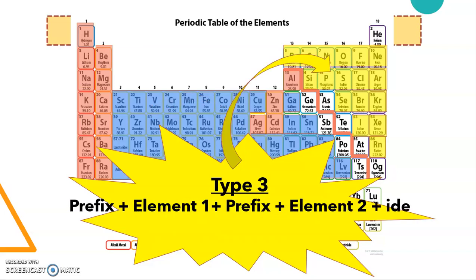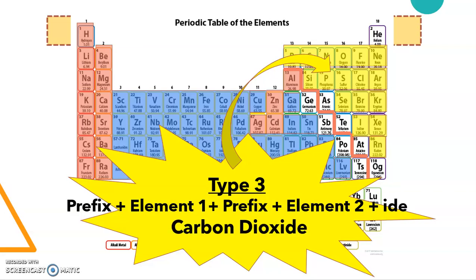Finally, if your first element in your compound comes from the non-metal region on the periodic table, well, then you have a covalently bonded compound. This is where you start to use the prefixes. So you would use a prefix, anything except for mono out front, name the first element, name the second with a prefix, the second element, and add the ending IDE. In all cases, they all end in IDE. A great example, again, would be like carbon dioxide.